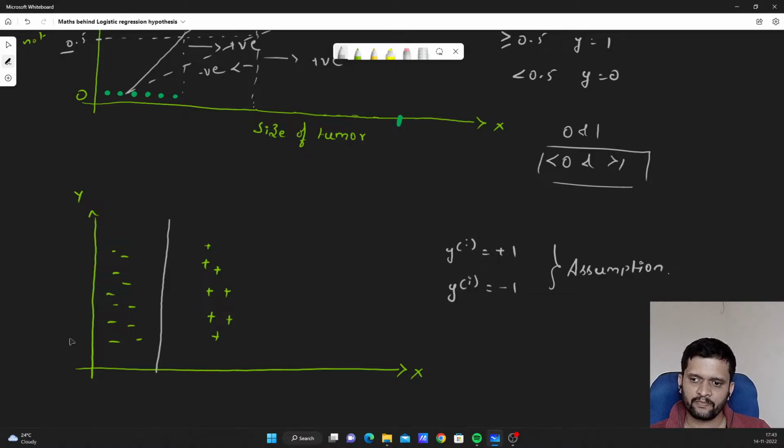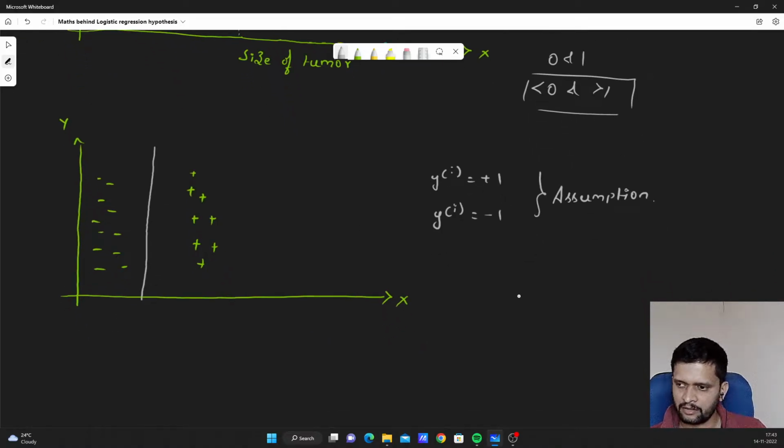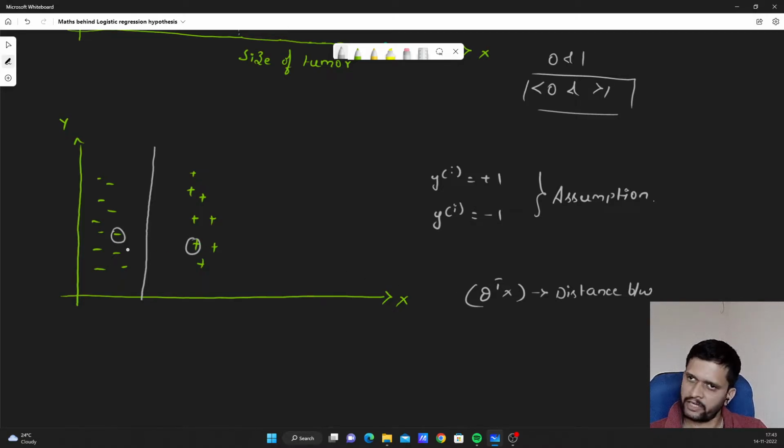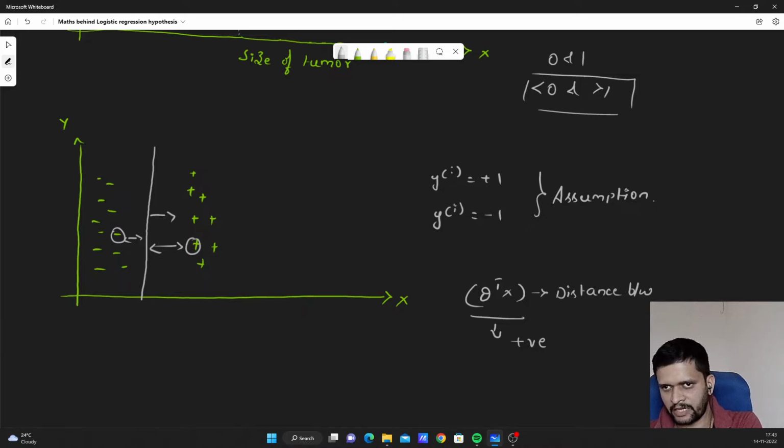So now, if we have something called theta transpose x, this theta transpose x is also considered as the distance between this line and the particular points that I have plotted here. So the perpendicular distance between this particular point and this particular line which separates the positive and negative data points, okay.